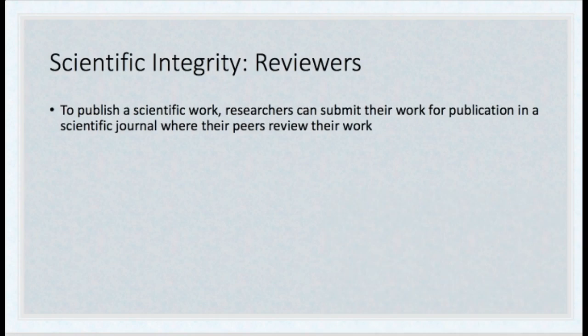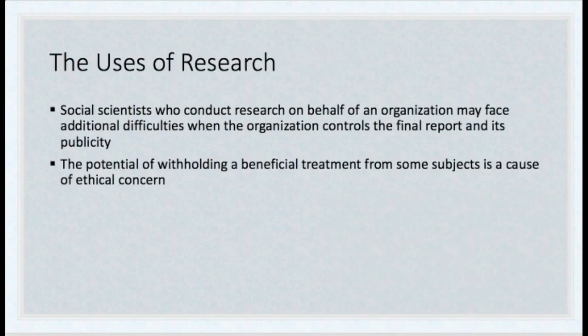And essentially, peer review is a scientific procedure that we use to review a manuscript or work by experts in that area that know it well and can determine its scientific value or worth regarding publication. And they're very, very hard on the authors, making sure that the study is worthwhile, that they did it correctly. And so we kind of hold ourselves to high standards in the peer review process. The uses of research: when we conduct our research on behalf of an organization, there might be other controls that we have to think about in the final report and how it's publicized.